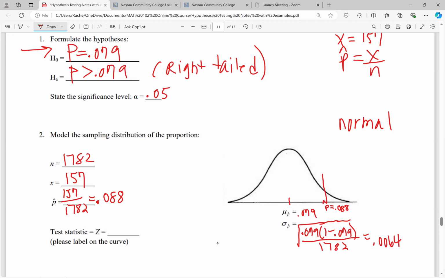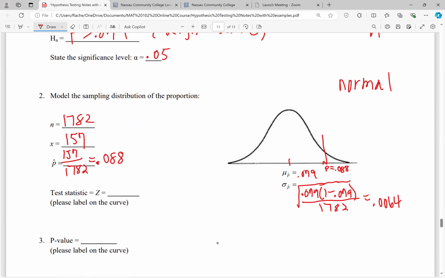Now, how far away is it in terms of standard deviations? What's the z-score? What's the test statistic? It's the same process that we were doing with means, except now these are proportions, and we're using the z distribution instead of the t. But we still get the test statistic the same way. To get z, take our data value minus the mean, divide it by the standard deviation.